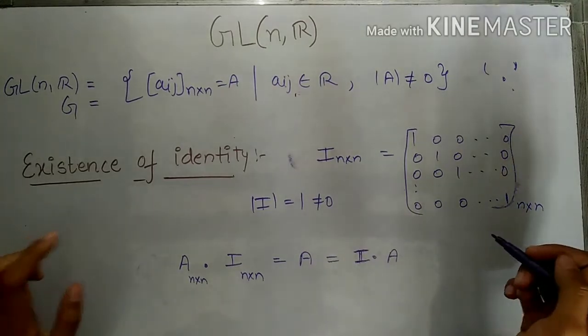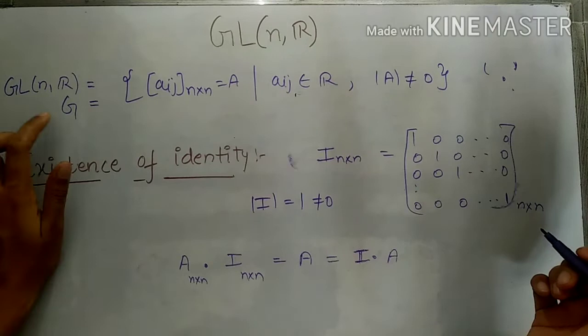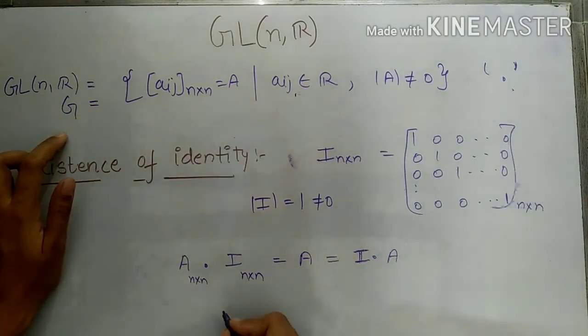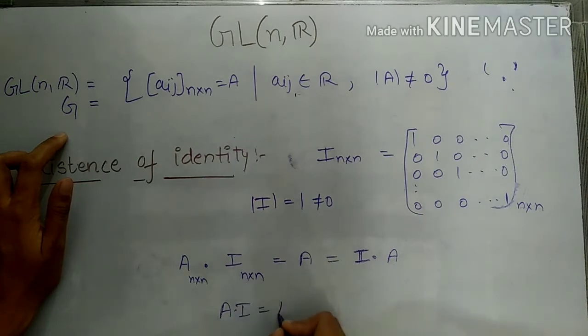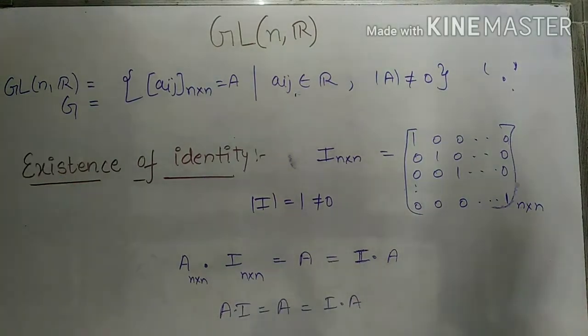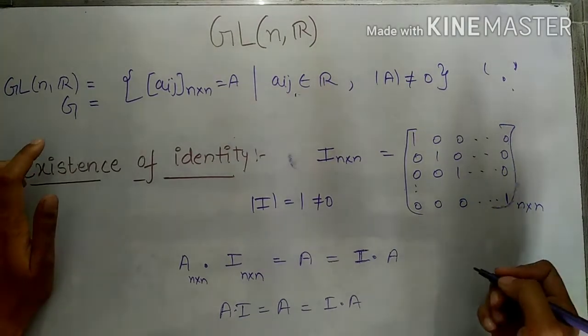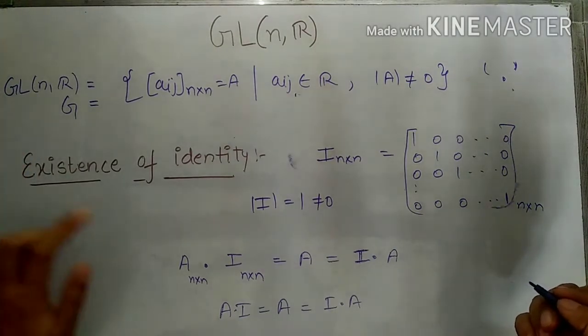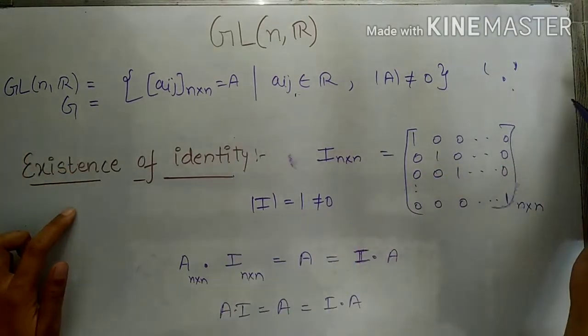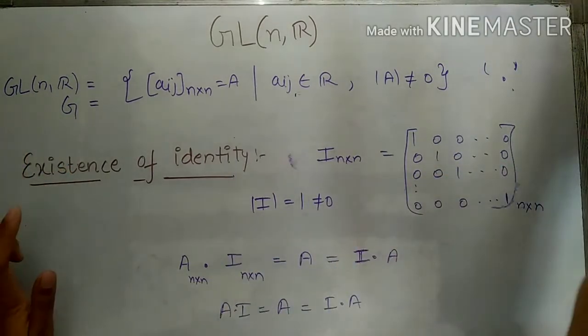So here what we get is that I is the identity element for the set G, because for any matrix A from the set G, A into I will always be equal to A, which is equal to I into A. So there exists an identity element in the set G. So G satisfies the property of existence of identity under the operation of matrix multiplication.